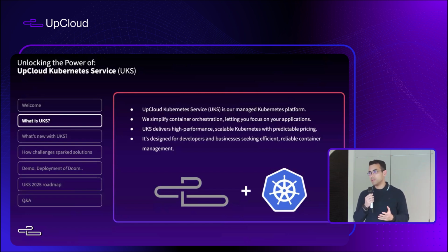So essentially, UKS is a managed Kubernetes service. It attempts to lower the barrier for adoption for Kubernetes by abstracting away the control plane so that you do not have to worry about setting up clusters, and you can focus on building your applications. It aims to deliver high performance and scalability for your workloads at a predictable price. It is designed for both developers and businesses looking to run containers in the cloud and to do that in a reliable manner.